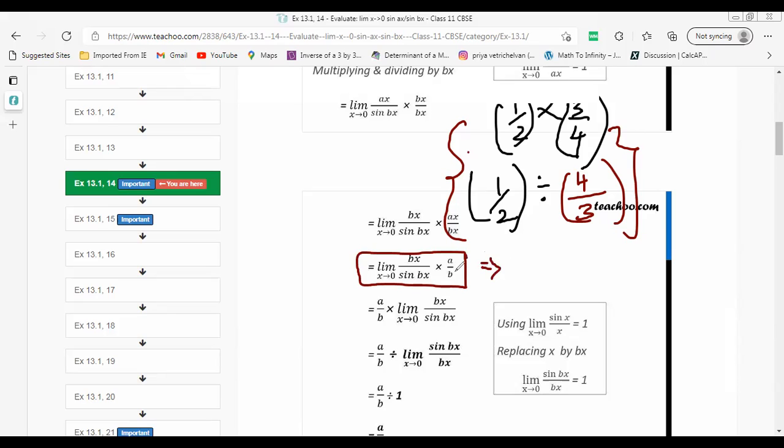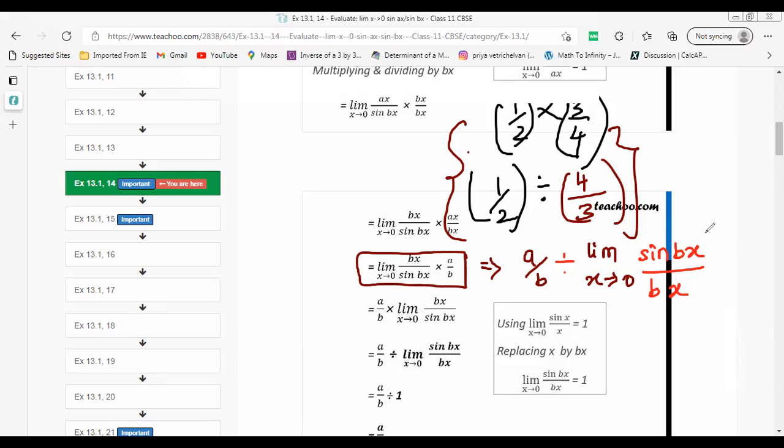Now what I'm going to do, I'm going to write a by b as it is. I'm assuming a by b as the first fraction, and I'm changing the multiplication operation into division operation. So now I am allowed to switch the numerator to the denominator and the denominator to the numerator. I'm just going to switch its position. So sin bx will go to the numerator and the bx will become the denominator. Got it?